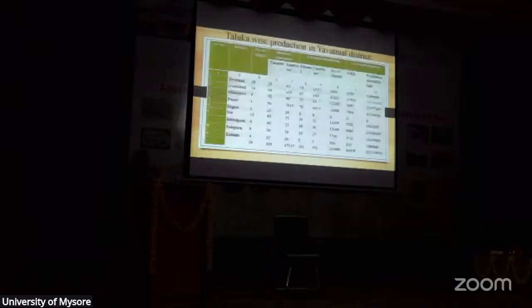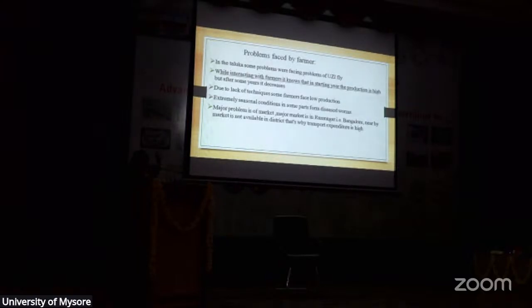Well, as we know that. Okay, so in this chart, we can see that in Umarkhed Taluka the production is very high in this district. But although production is high, there are various problems faced by the farmers in the taluka. The main problem is that of the uji fly.